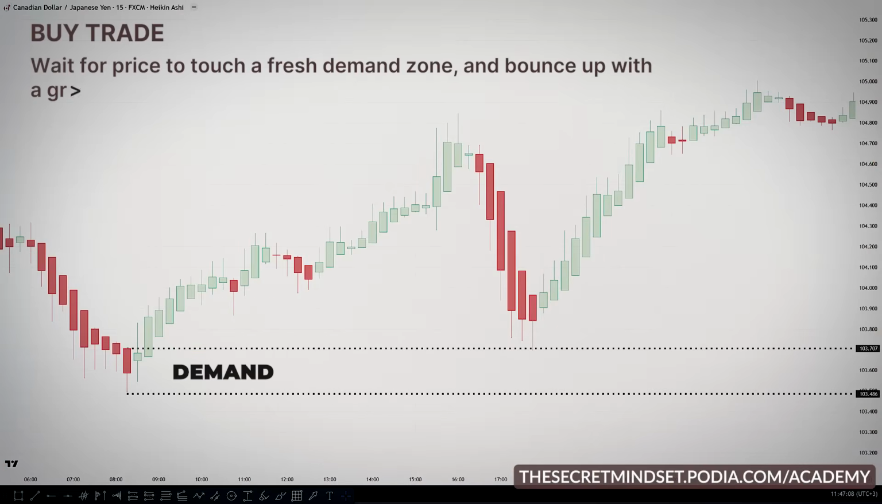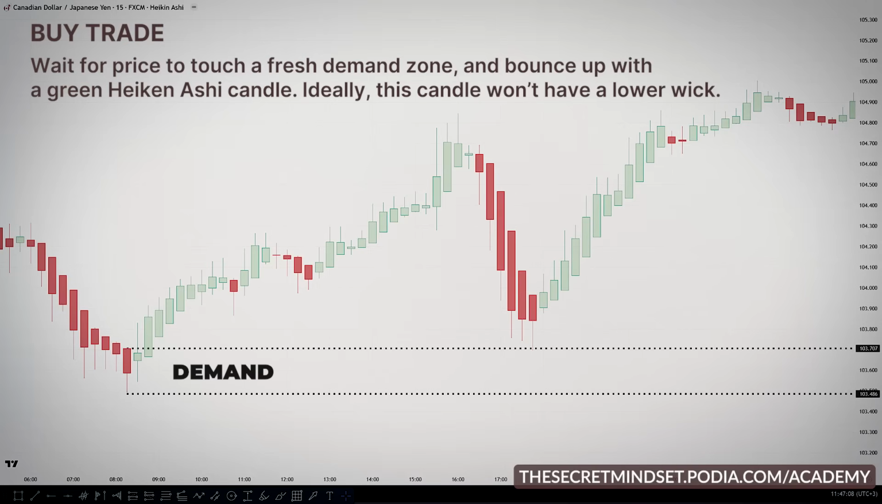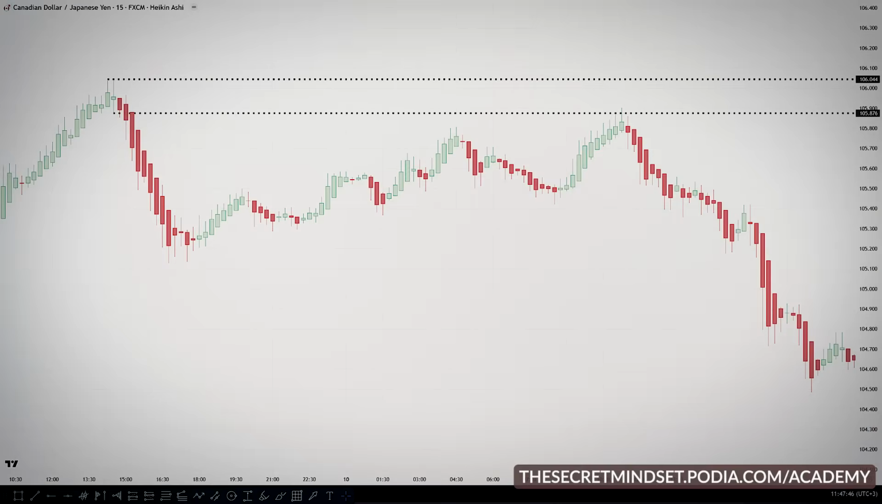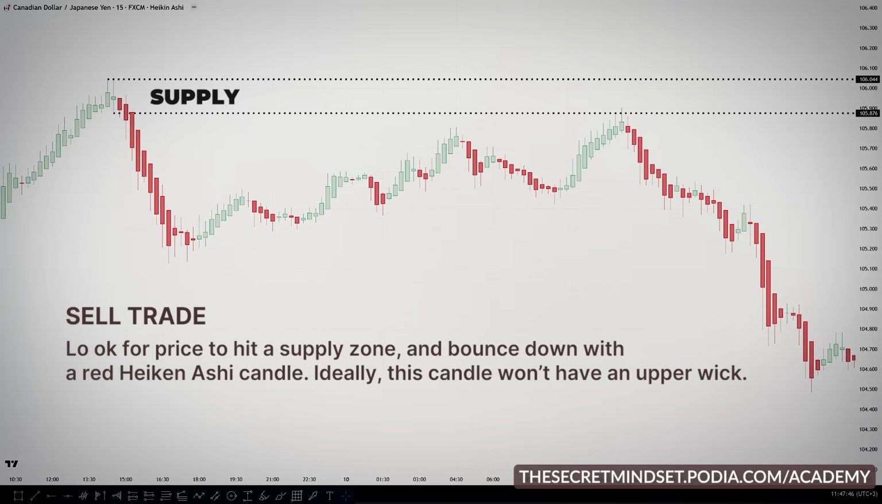It's pretty straightforward. For buying, wait for price to touch a demand zone and bounce up with a green Heikin Ashi candle. Ideally, this candle won't have a lower wick, showing strong buying pressure. For selling, look for price to hit a supply zone and bounce down with a red Heikin Ashi candle. A candle with no upper wick is better, indicating strong selling pressure.